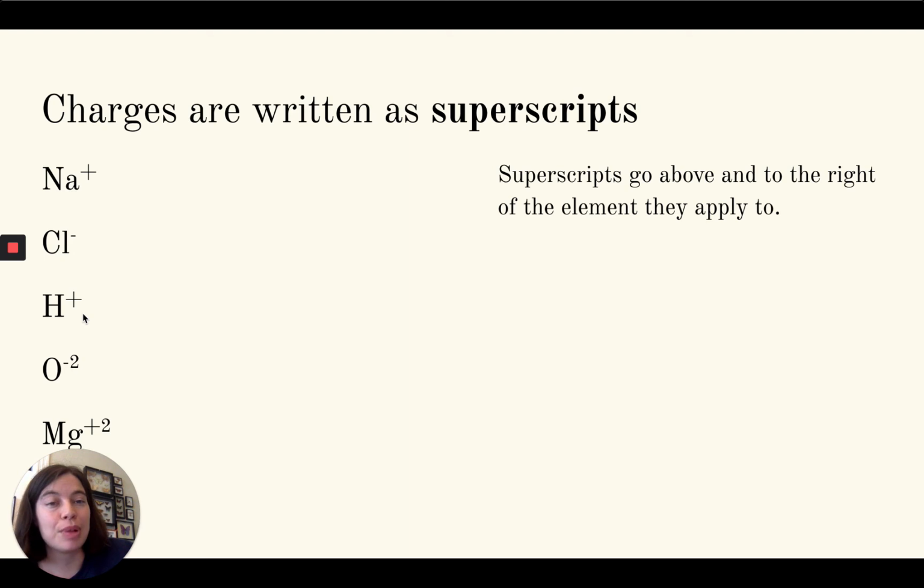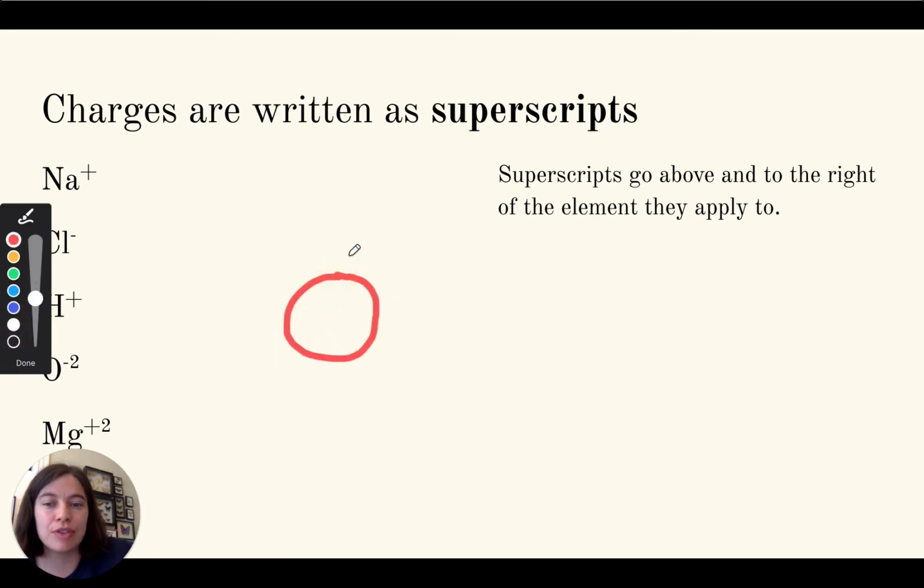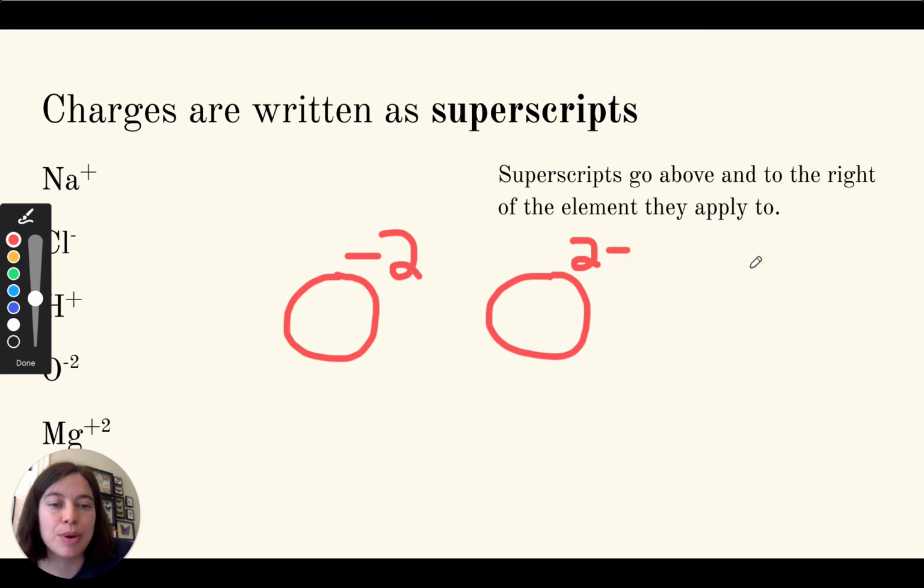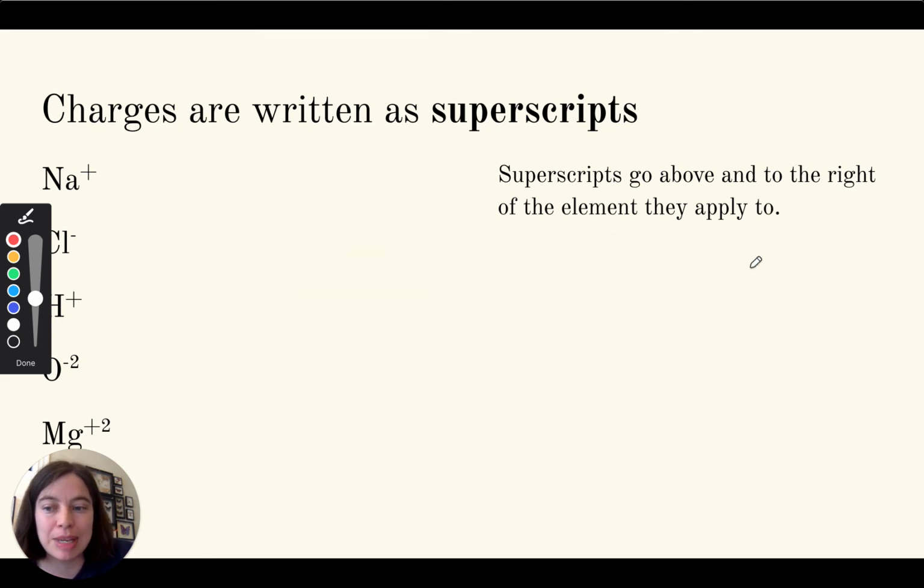I just write H+. However, if you've got more than 1 charge, you do have to say how many there are. So oxygen can form anions, negatively charged ions, with a charge of -2. So if I want to write about oxygen, I would have to write O-2 or O2-. People do it either way, and I will accept either. So if you want to go O-2, or if you want to go O2-, you'll see both of those out there. It's really not a big deal which way you do it.